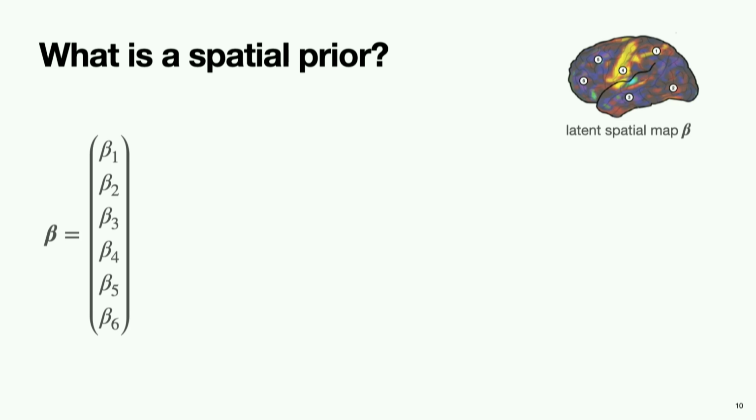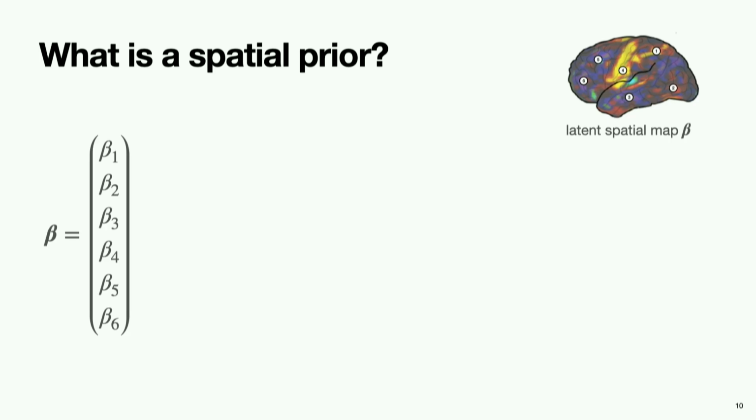So that image can be represented as a vector of 6 values. So this is an image of task activation that I want to estimate. So I'm drawing it as a vector. So I have beta 1, beta 2, beta 3, beta 4, beta 5, beta 6, all organized as a vector. And so now we need to think about this as a random vector.